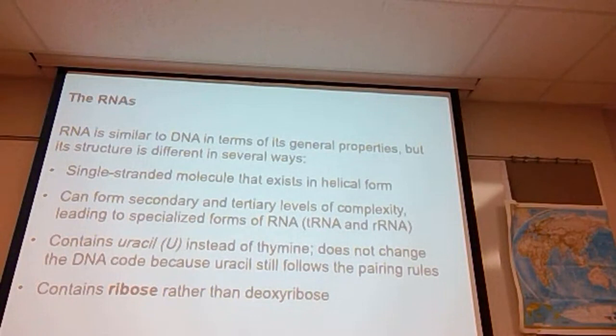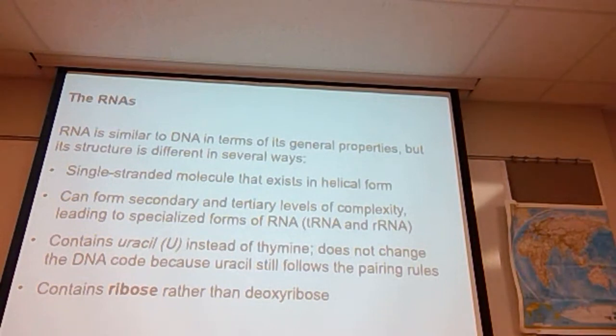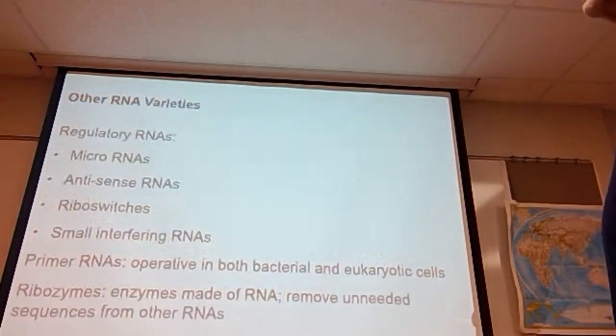RNA contains a base called uracil, signified by the capital letter U. There is no thymine in RNA. However, this does not change the DNA code because uracil follows the same pairing rules as thymine does. It contains ribose sugar, therefore it is referred to as RNA, as opposed to DNA, which contains deoxyribose sugar.